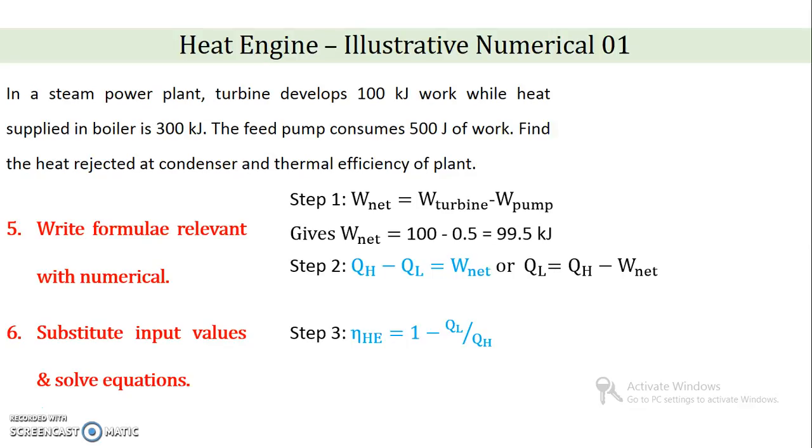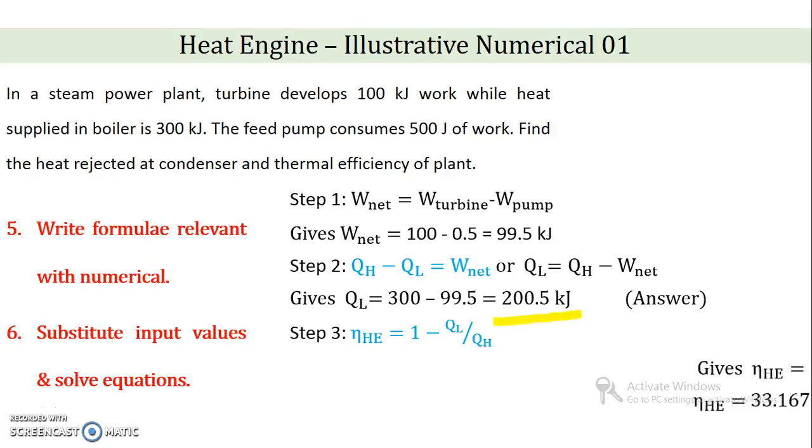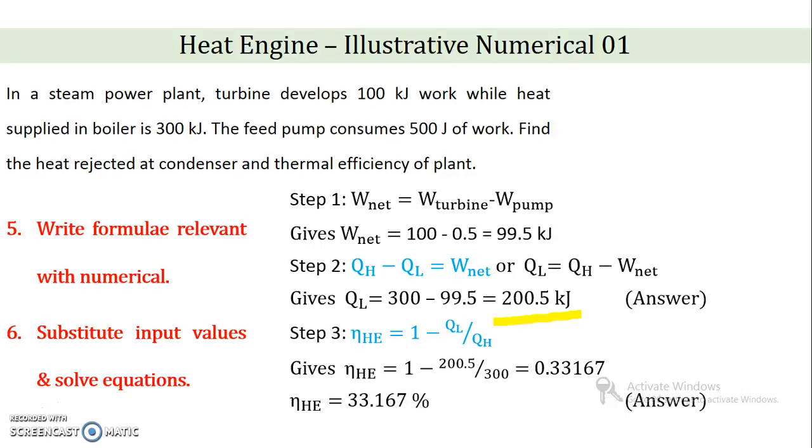Solution of the first equation gives net work as 99.5 kilojoule. If you solve the next equation, you will get QL as 200.5 kilojoule. This is our first required answer. The third equation gives efficiency as 0.33167. In percentage, it turns out to be 33.167%. These are our required three answers.